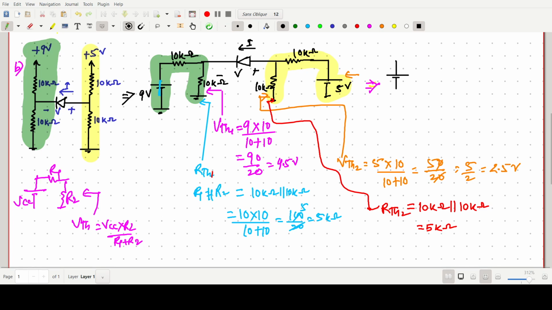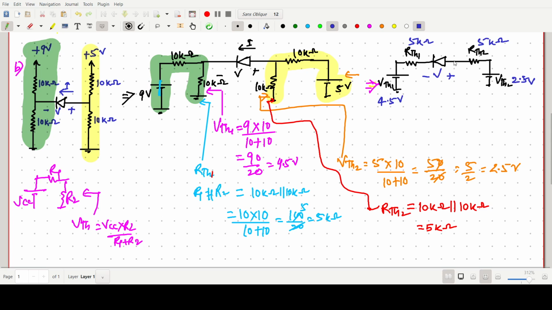Now we have to redraw the circuit. Say this one is RTH1, VTH1, and this one is grounded. And this one is the diode, RTH2, and this one is our VTH2. Now just put in the values. This one is VTH1, 4.5 volt, RTH1 5 kilo ohm, this one is also 5 kilo ohm, and this one is 2.5 volt. So this side will be more negative than this one, and this one is plus or minus V.